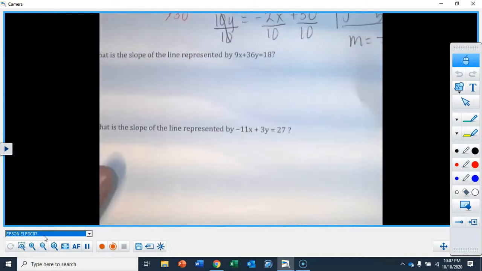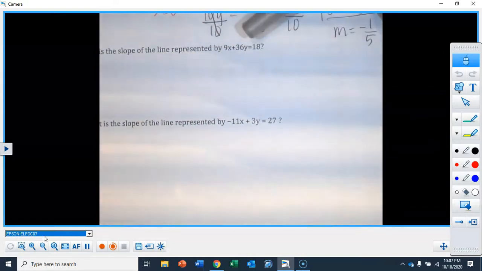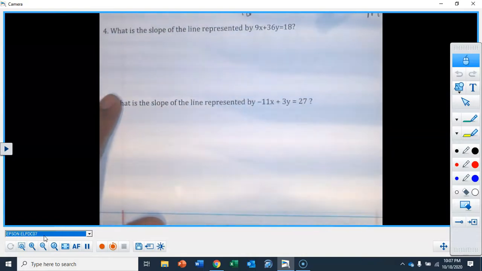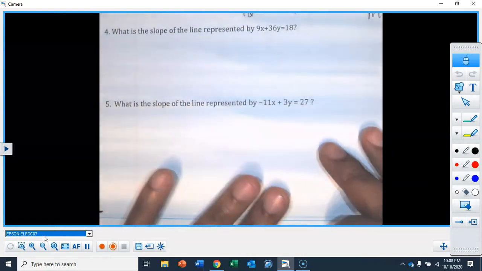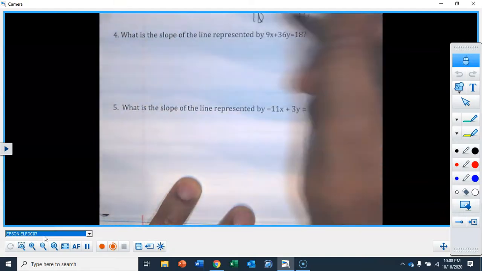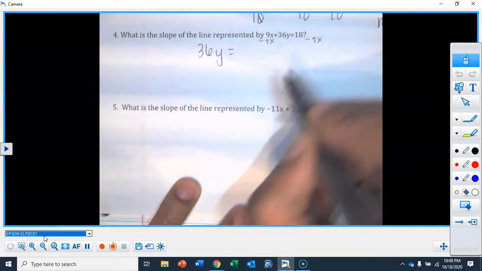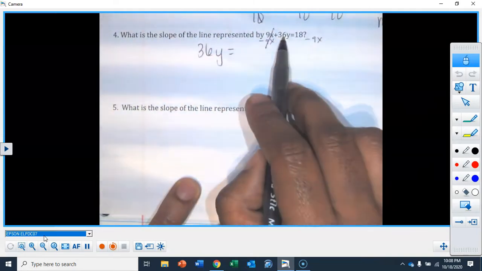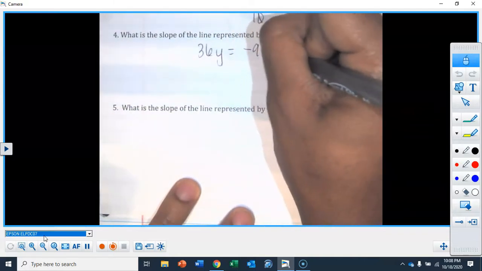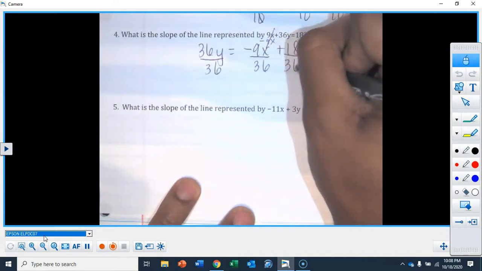So I'm going to do one more. Okay, and I think the one I'm going to do is the last one. But here's the deal. I'm going to change up one of them because I want to show you that I have not taught this one with a fraction yet. So let's do these really quick. So let's subtract the 9x over to that side. So I'm just going to skip a step. 36y equals, I subtracted the 9x. You see that? This is gone. So 36y is equal to negative 9x plus 18, divided by 36, divided by 36, divided by 36.